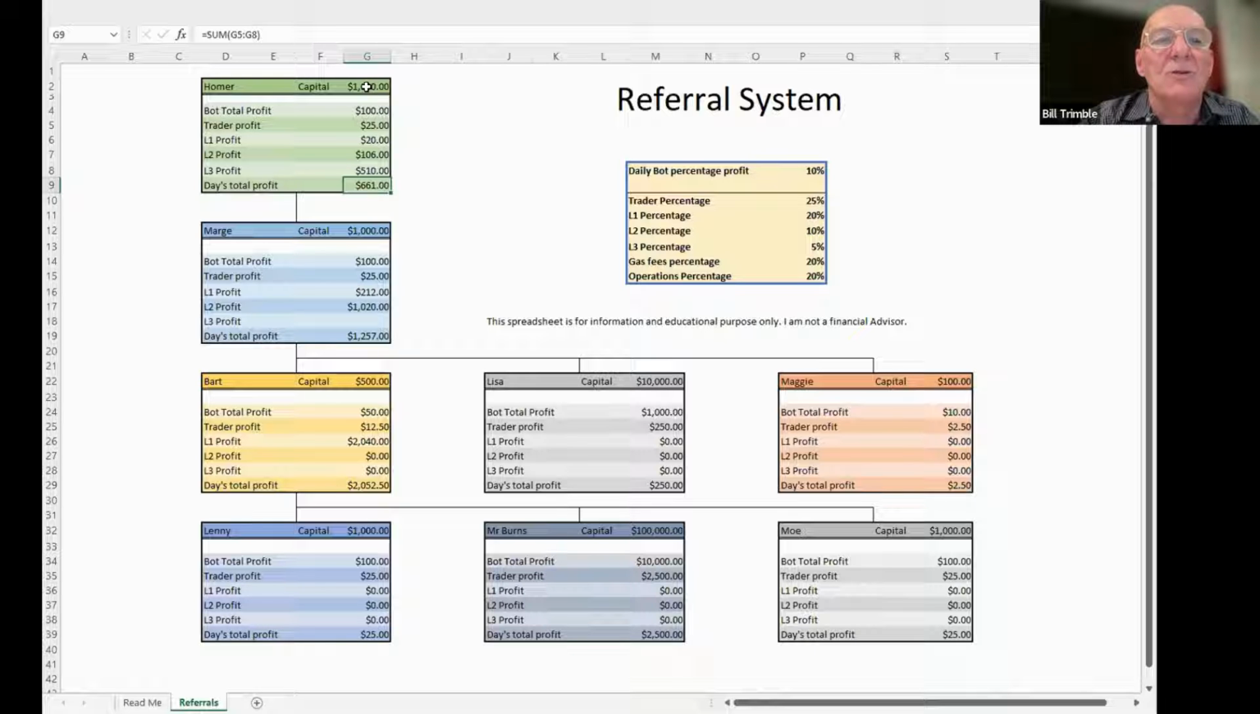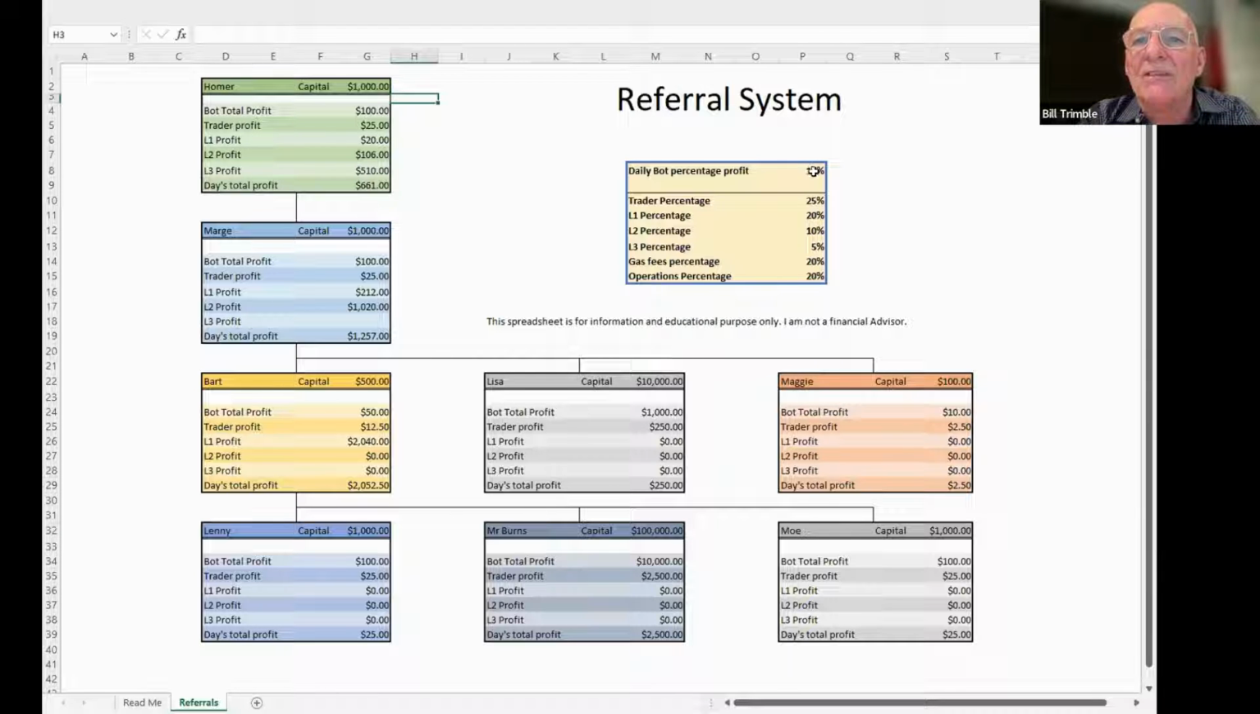He only put in 1,000. So you can see that people at the top don't necessarily make the most money. It depends on how much you share. It's only 3 levels deep, this. So if you get plenty of people on your first level, that's the way to go, that you get the most rewards. And that reward there is amazing. Look at that, 2,052 for Bart because he got Mr. Burns in, who's a high roller. So that's the whole referral system.